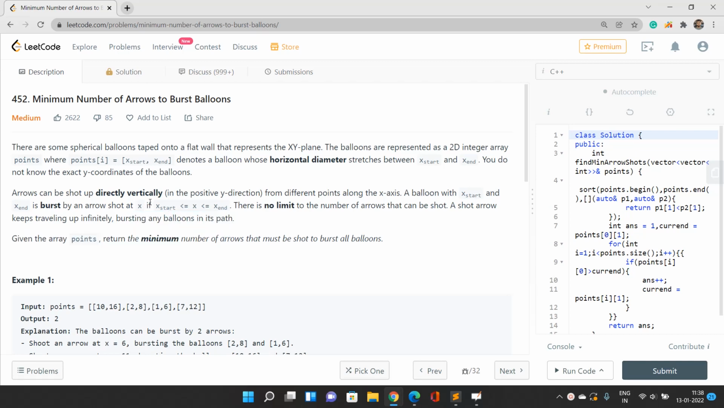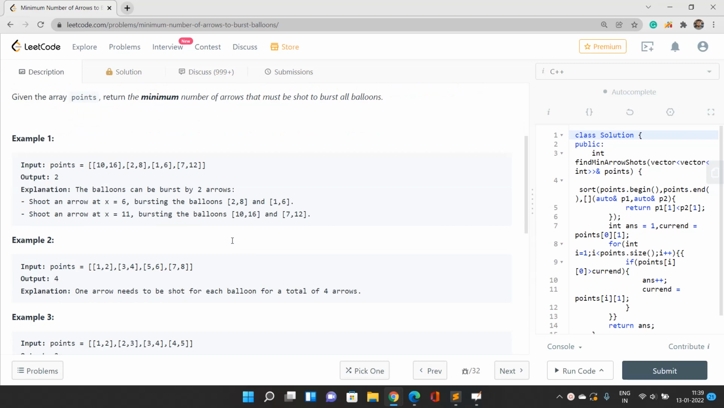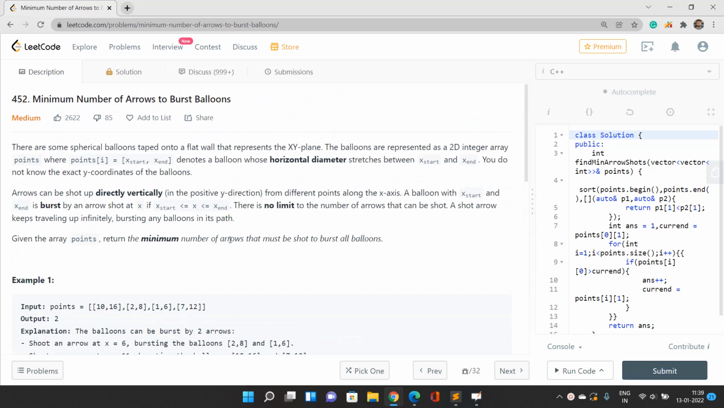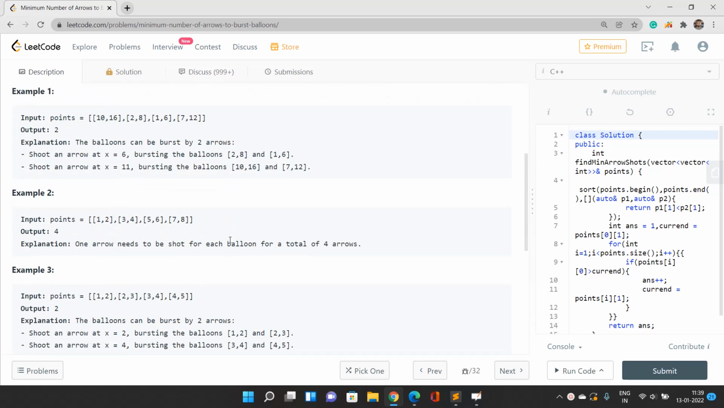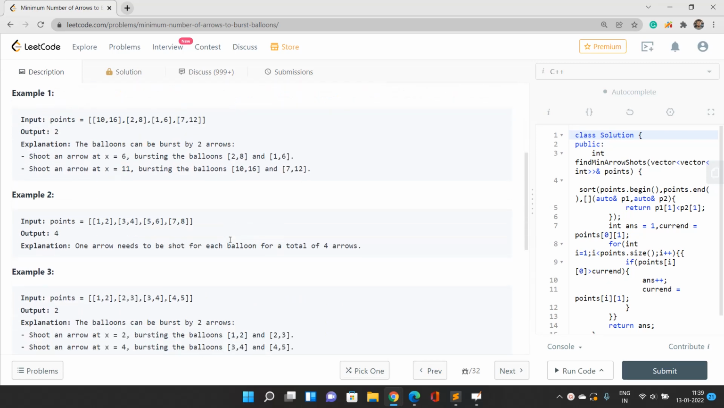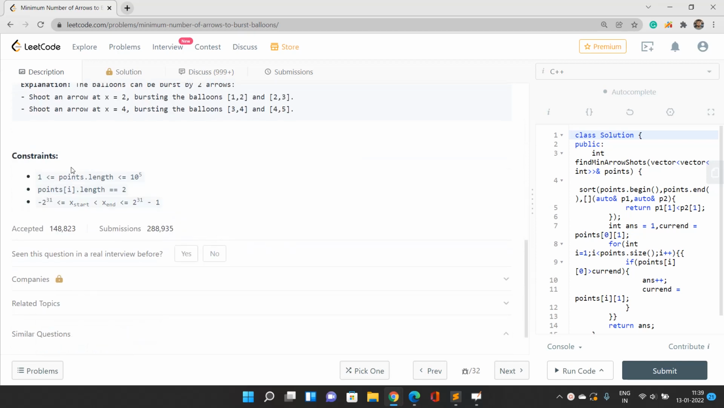That is, if we shoot an arrow at a particular x coordinate, it will burst all the balloons whose coordinates satisfy this condition. Given the array of points, we have to return the minimum number of arrows that must be shot to burst all the balloons. If you haven't understood this problem yet, I will explain through diagrams, so no need to worry. Let's look over the constraints.